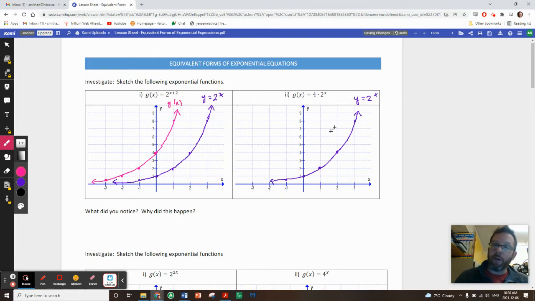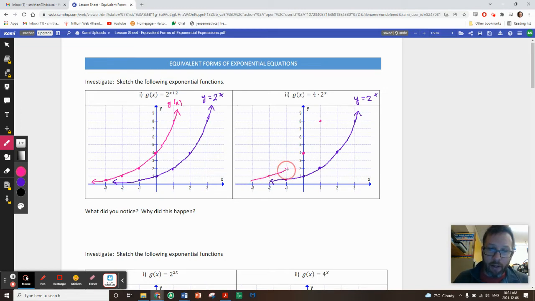And a different transformation in part 2. 4 times 2 to the power of x would correspond to a vertical stretch by a factor of 4. So if we do that, taking 0.5 and multiplying by 4 gives you 2, 1 by 4 gives you 4, 2 by 4 gives you 8, and 0.25 times 4 gives you 1.